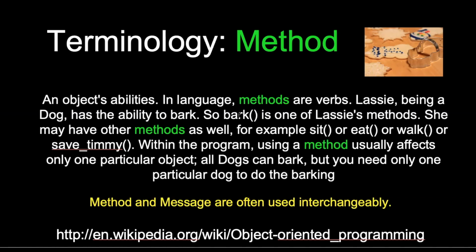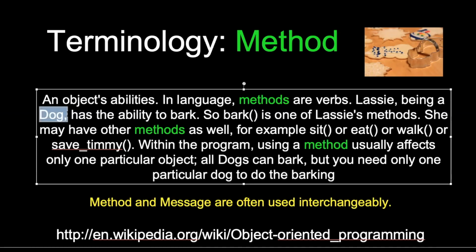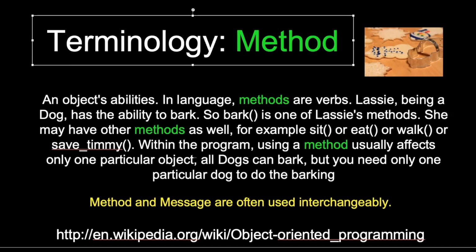So method is part of the instance or part of the class, and that's very clear because if the methods are all about bark, sit, and eat, it's very possible that you have a pet class, right, or a dog class, and these things are what we call methods. So method and messages are used interchangeably. I think I went over this already, so just keep that in mind.